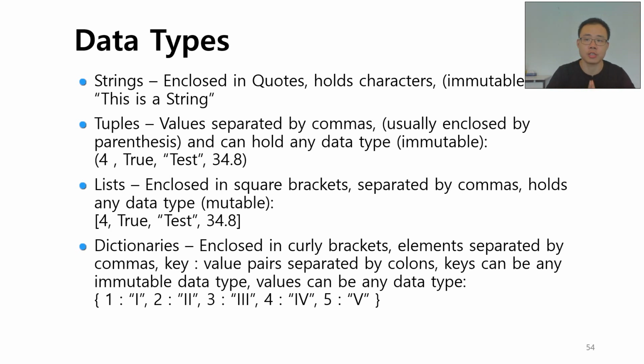So it's very easy to distinguish different compound data types. Strings are enclosed in quotes, hold characters, and are immutable. Quote, this is a string. What are the string's elements? Well, it sounds easy, but it's not very easy. You probably will get it wrong. You have an uppercase T, you have a lowercase h, you have a lowercase i, you have a lowercase s. Then you have a space. Remember, space is also an element.